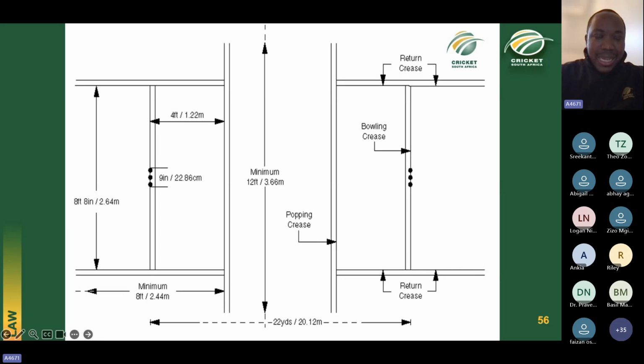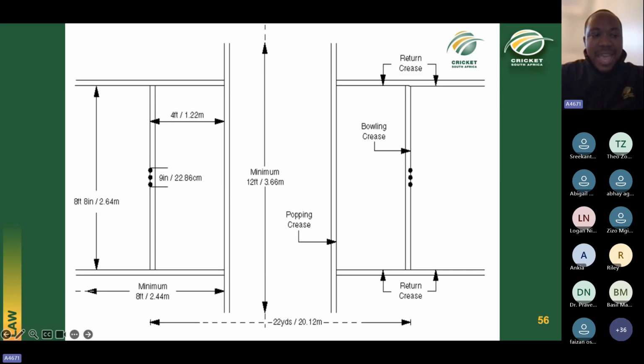So the inside edge of the popping crease, or let's call it the back edge of the popping crease to the back edge of the bowling crease, is your measurement of 1.22 meters. The inside edge of both return creases gives you the measurement for the bowling crease, the width of the bowling crease, that is 2.64 meters. Inside edge and inside edge are the two closest edges to the stumps. So that is why you measure the return creases from their inside edges.